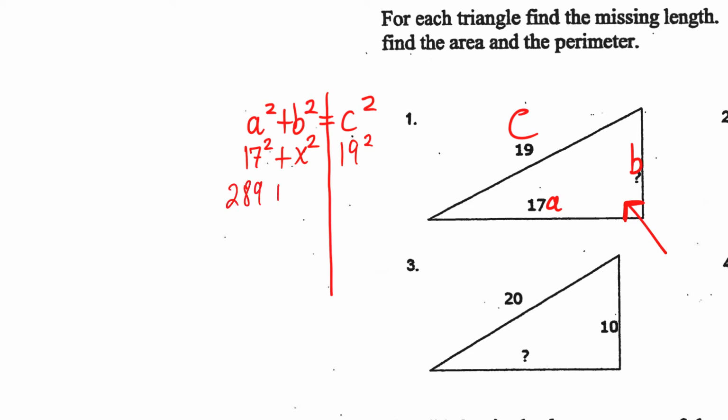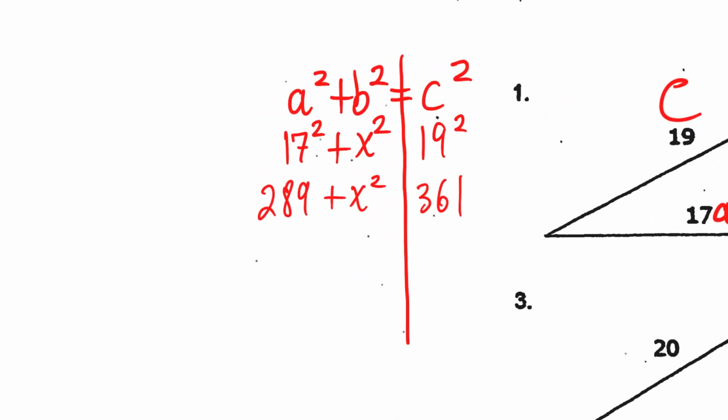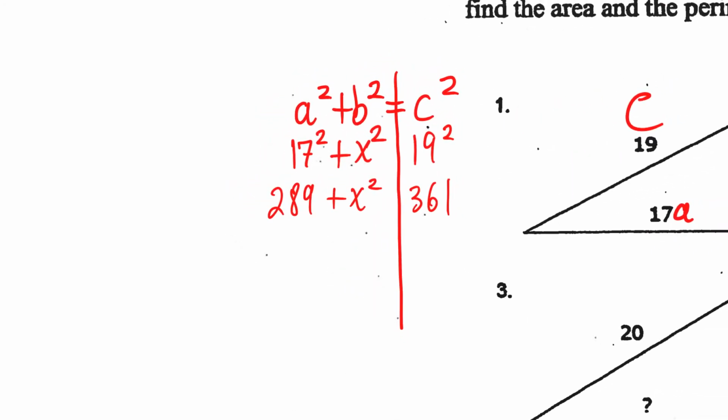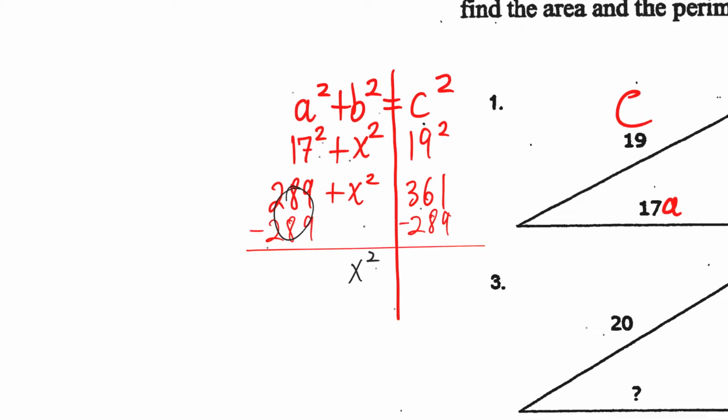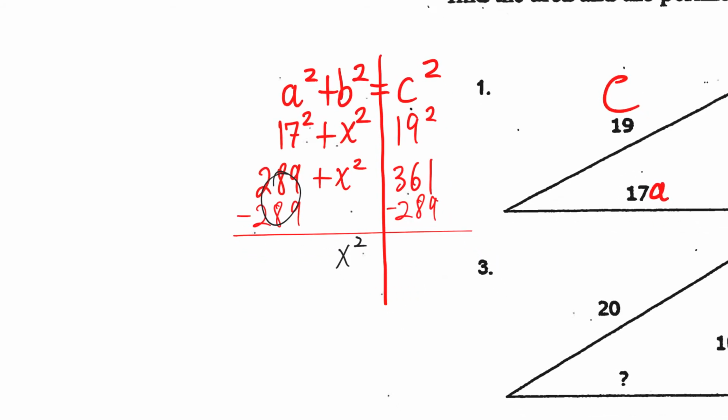289 plus x squared equals what? 19 squared is 361. Okay? Now I want to get that x by itself. So what am I going to do? Minus 289 from both sides. That way these zero out. That leaves x squared. What's 361 minus 289? 72.